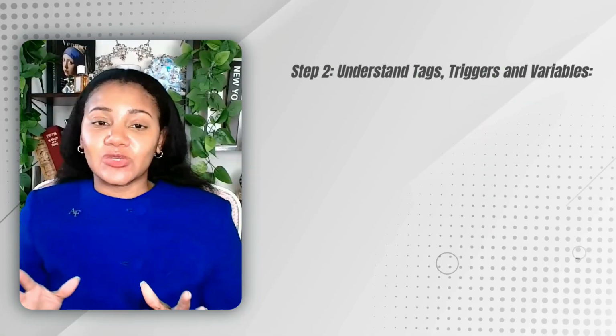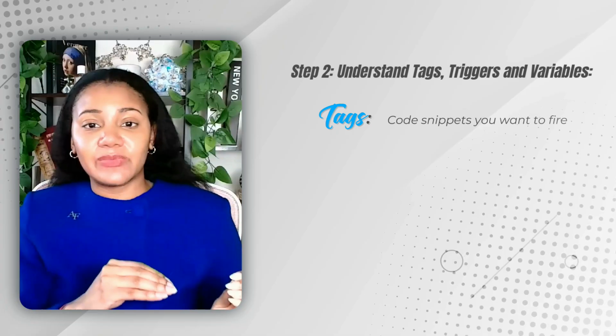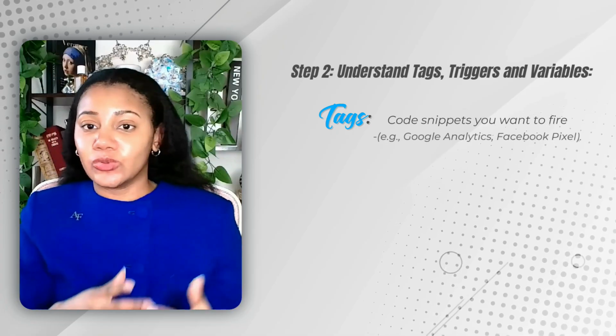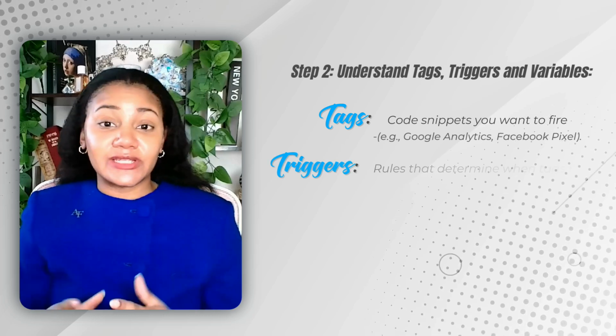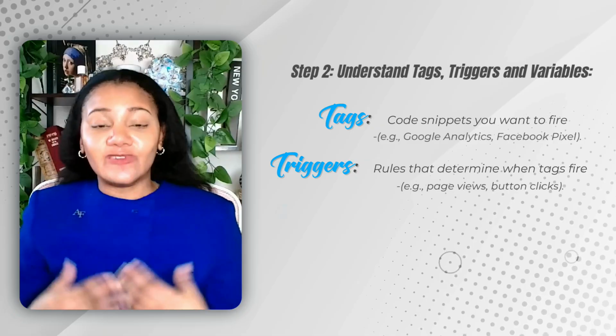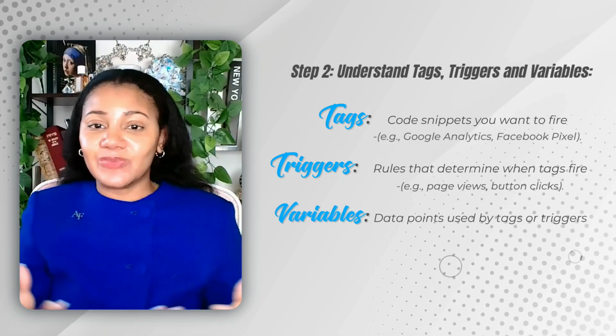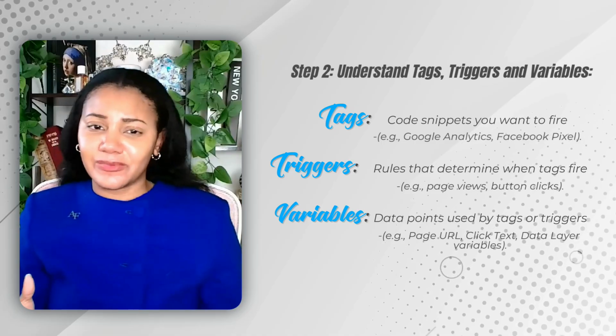Now just give me a second to walk you guys through tags, triggers, and variables. So tags are the code snippets that you want to fire. So for example, Google Analytics, Facebook Pixel, things like that. The triggers are going to be the rules that determine when tags fire. So for example, the page views or the button clicks. And variables are the data points that are used by tags or triggers. So the page URL, click text, data layer variables, things like that. Together, they form the TTT of GTM. Think of the tags as light bulbs, the triggers as light switches, and the variables as sensors that detect conditions.